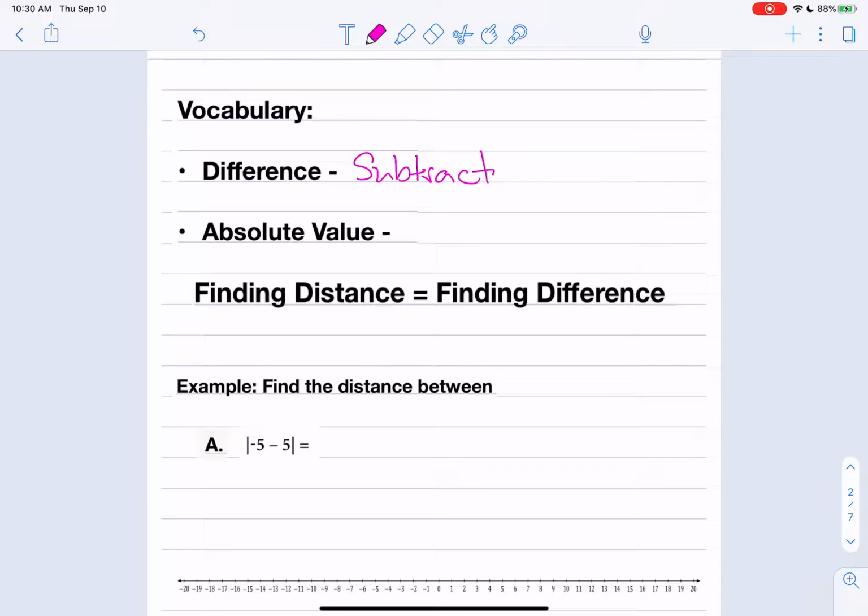Absolute value. Remember, the absolute value is the distance from 0. The distance from 0. And last but not least, you need to know that finding the distance is the same thing as finding the difference, meaning the distance between two numbers is the same thing as subtracting those two numbers.